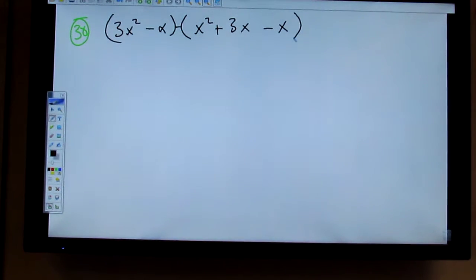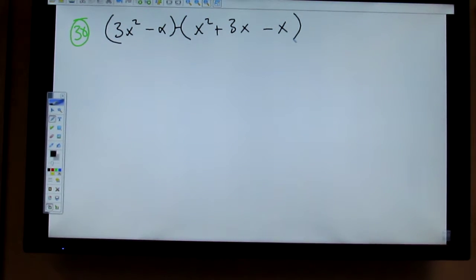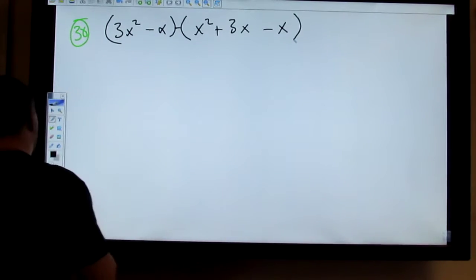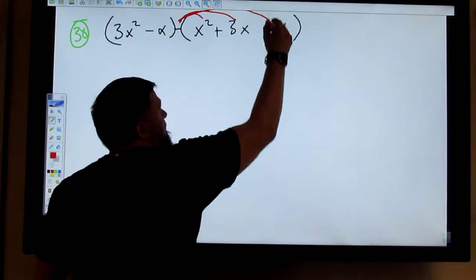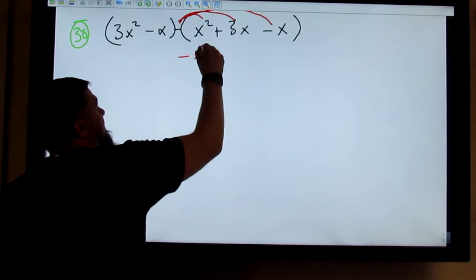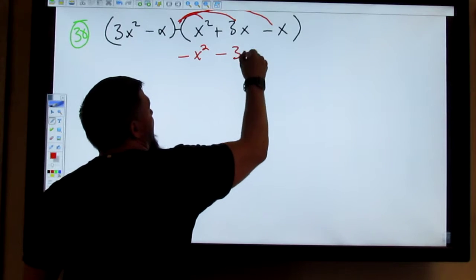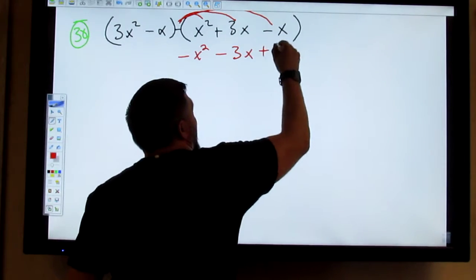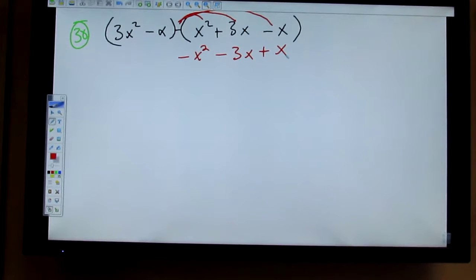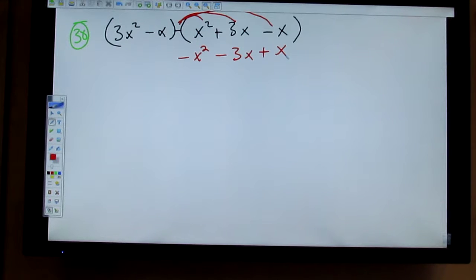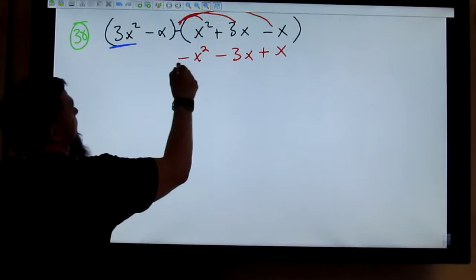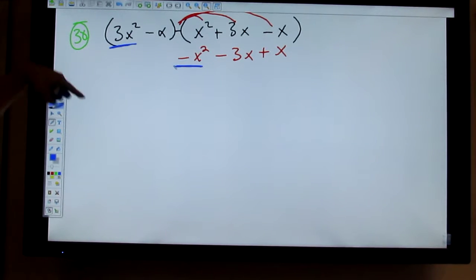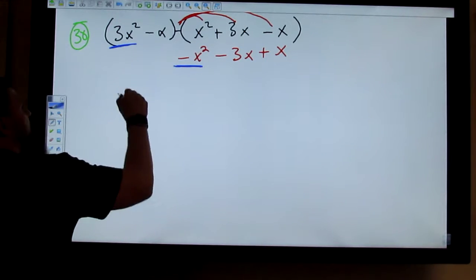All right. With this one, we're gonna subtract. So watch. When I subtract, all of these get changed. So this becomes a minus x squared. This becomes a minus 3x, and this becomes a plus x, right? When we're subtracting them, they all change. And once we know that, then I can say, hey, how many x squares are there? There's 3 minus 1, which is 2.